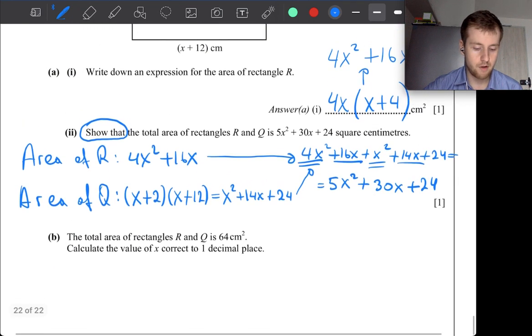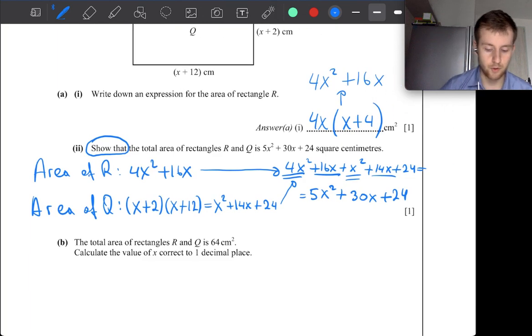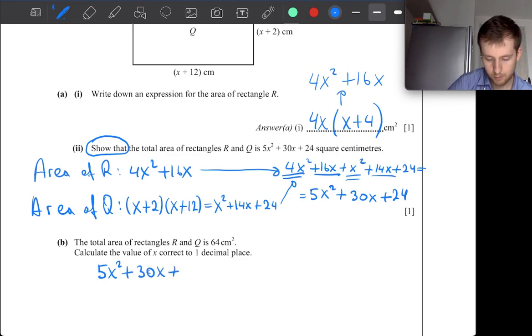Okay, so the total area of rectangles R and Q is 64 centimeters squared. Calculate the value of x, correct to one decimal place. So we know that the total area is 5x squared plus 30x plus 24. And now we know that the total area is equal to 64 centimeters squared.